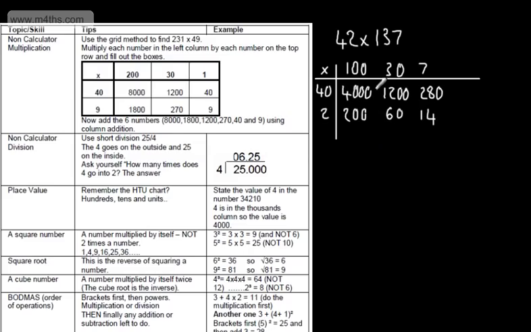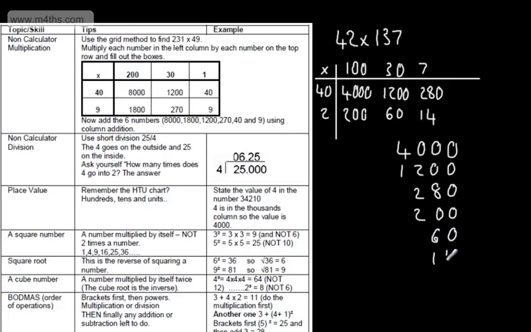Now it's really important that you keep these in order. So what I'm going to have then is 4,000. And if you're doing this in your book, do it in squares so you can keep these in the order that they appear. So for example, I'm going to have my thousands column, my hundreds column, my tens column and my units column. So just going along the top, we're going to have now 280. Then we're going to have 200. We're going to have 60. And we're going to have 14.